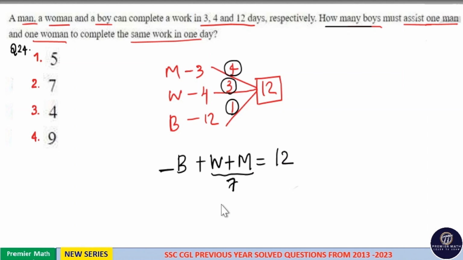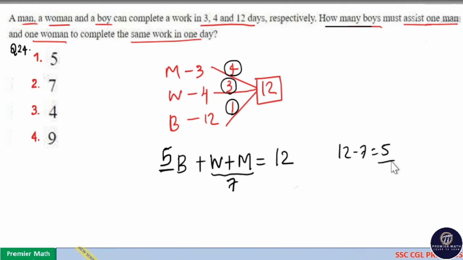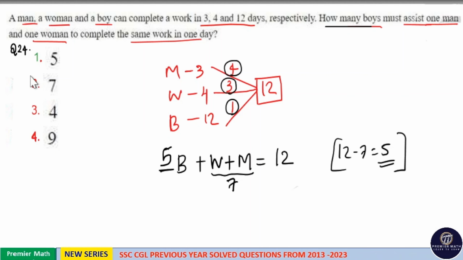Now 12 minus 7, remaining is 5 unit of work, and a boy can complete 1 unit of work in 1 day. So 5 boys must assist 1 man and 1 woman to complete this 12 unit of work in a day. Because one boy can complete 1 unit of work in a day, which means 5 boys can complete 5 unit of remaining work, because woman and man complete 7 unit of work. So 12 minus 7 is equal to 5 unit. This 5 unit is completed by 5 boys. So option 1 is your answer.